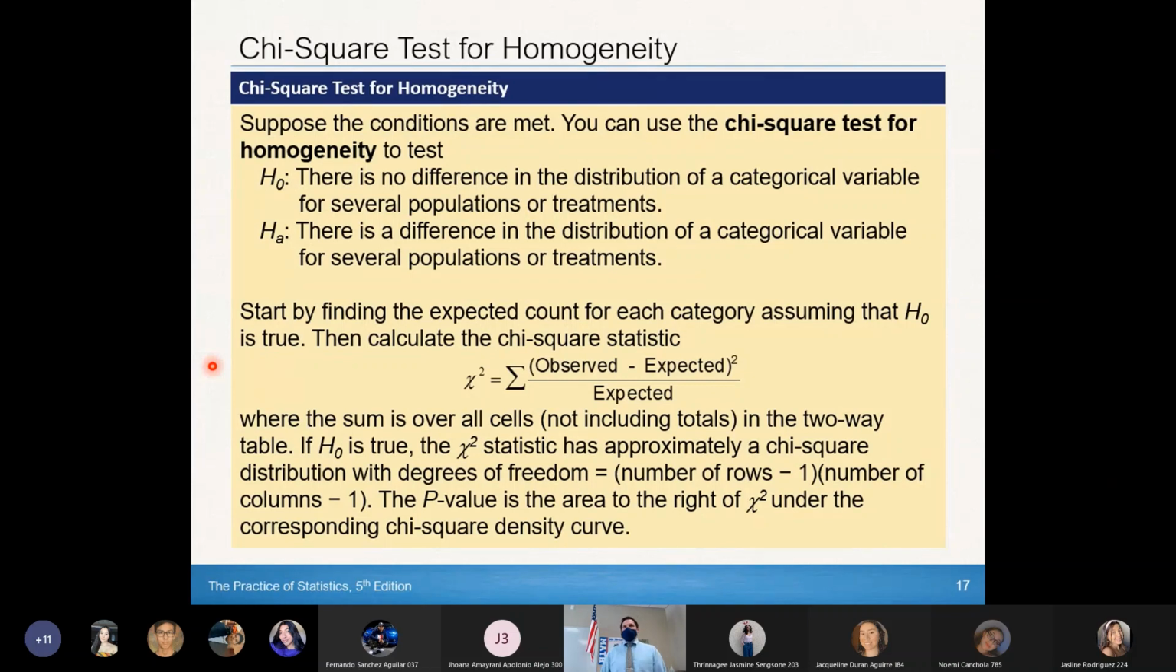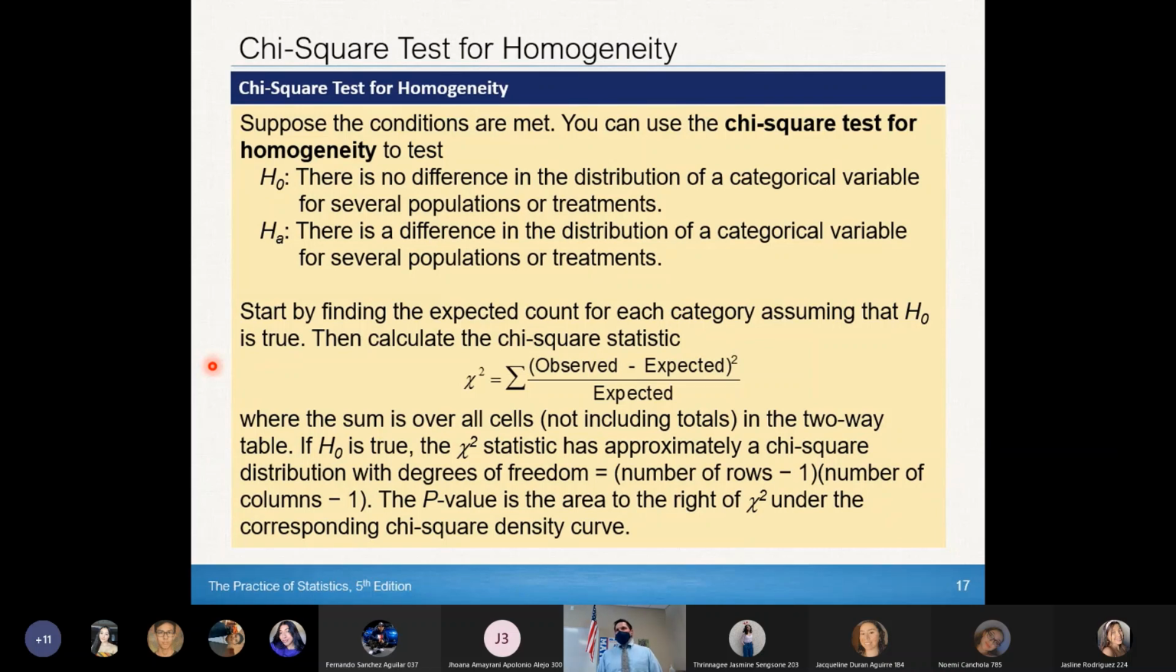So in a nutshell, this is how we do a chi-square test for homogeneity once we've checked conditions. Suppose the conditions are met. You can use the chi-square test for homogeneity to test the null hypothesis that there is no difference in the distribution of a categorical variable for several populations or treatments versus the alternative that there is a difference in the distribution of a categorical variable for several populations or treatments.